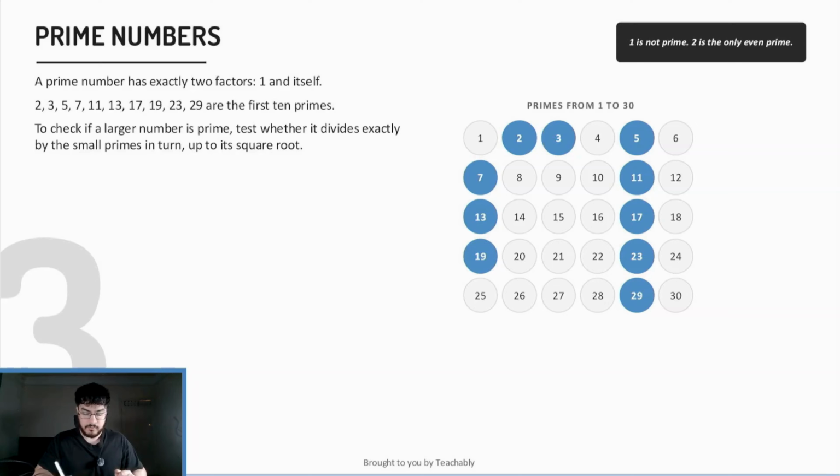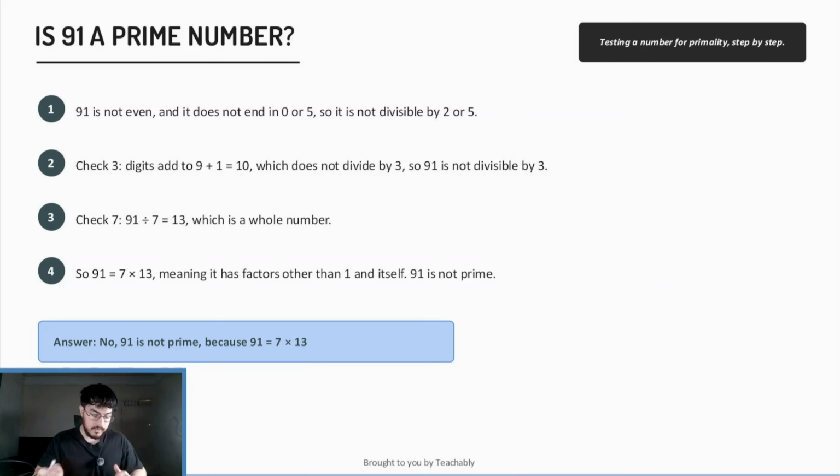If we continue forward, I'm sure you're going to see that all of the primes follow the same rule. Now, is 91 a prime number? So 91 is not even. Therefore, if we do 91 divided by the first prime, we're not going to get a whole number back.